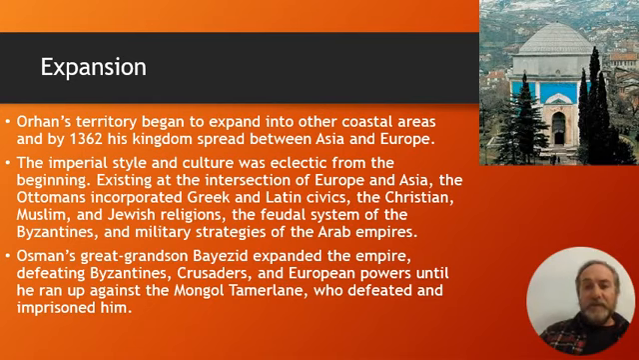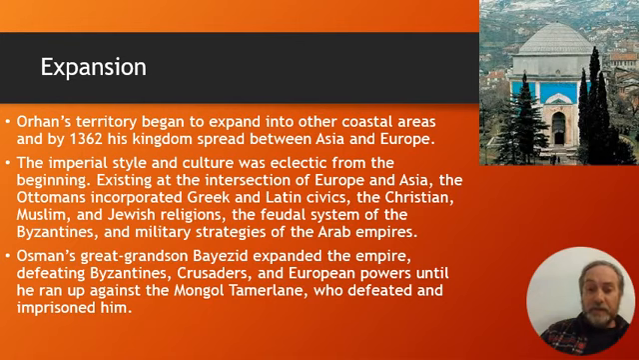Christian, Muslim, and Jewish religions all coexisted there. They used the feudal system that you may recall was introduced by the Byzantines, where you had inheritable land grants and the beginnings of nobles and lords, the medieval system that we see throughout Europe as well, and often adopted the military strategies of the Arab empires. So it is a melting pot and a very cosmopolitan, diverse empire. Osman's great grandson Bayezid expands the empire even further, defeating Byzantines, defeating Crusaders.